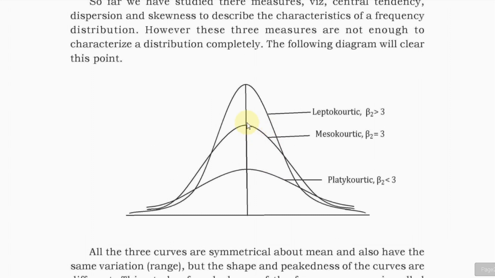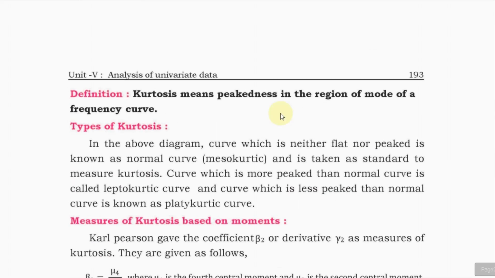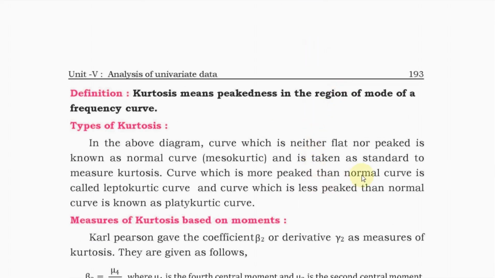This is taken as a standard to measure kurtosis. If this is the curve of a distribution, then we say it's a perfect, normal distribution. This is a yardstick with which we measure the distribution. If it is too peaked, we say it is leptokurtic. If it is too flat, it is platykurtic. If it is neither peaked nor flat, it is a normal curve or a mesocurtic curve.